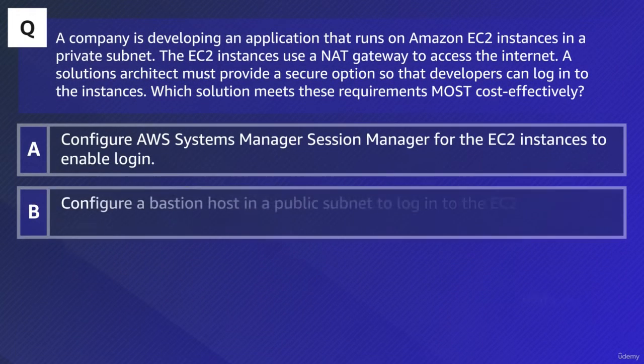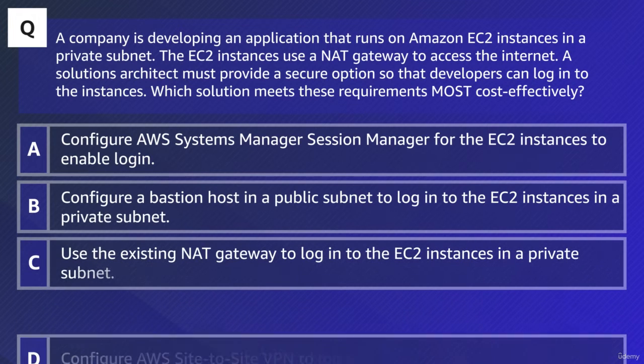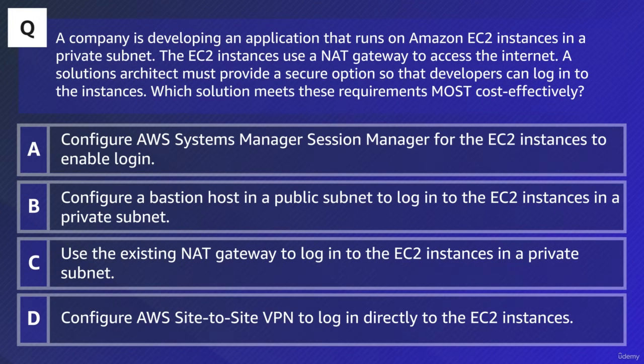A, configure AWS Systems Manager Session Manager for the EC2 instances to enable login. B, configure a bastion host in a public subnet to log in to the EC2 instances in a private subnet. C, use the existing NAT gateway to log into the EC2 instances in a private subnet. Or D, configure AWS Site-to-Site VPN to log in directly to the EC2 instances.